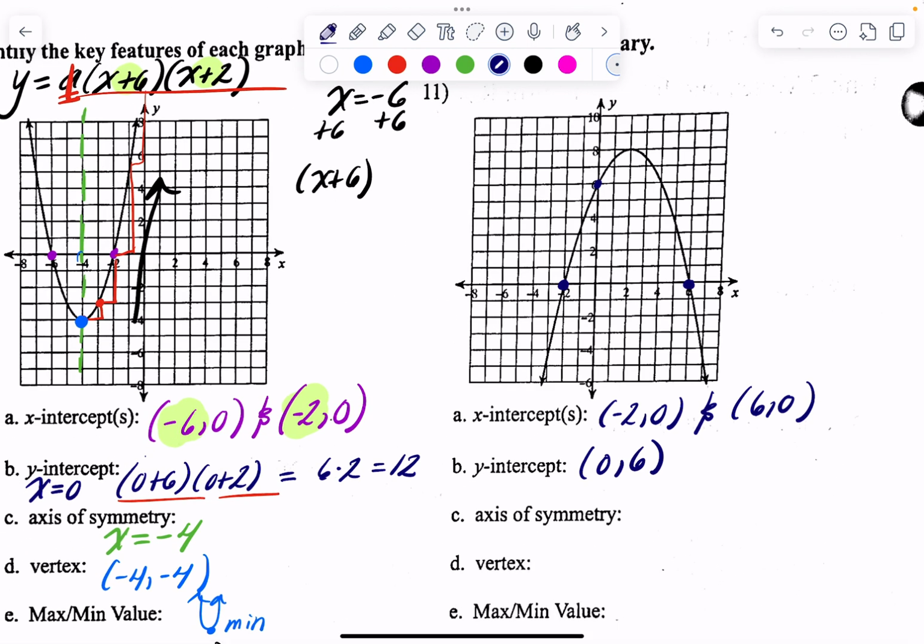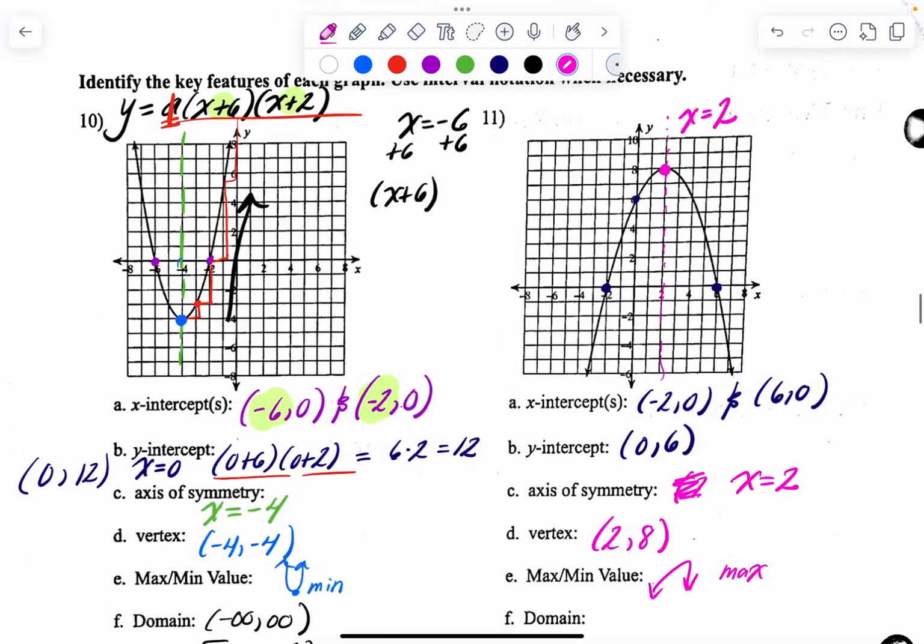The axis of symmetry goes through the vertex here. So let's just even write our vertex first. Our vertex is 2 up 8. 2 up 8. So it's at x equals 2. It is a frowny face, so that's a max. The vertex is a maximum.